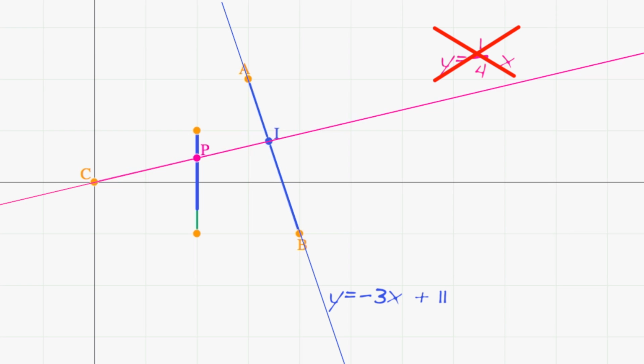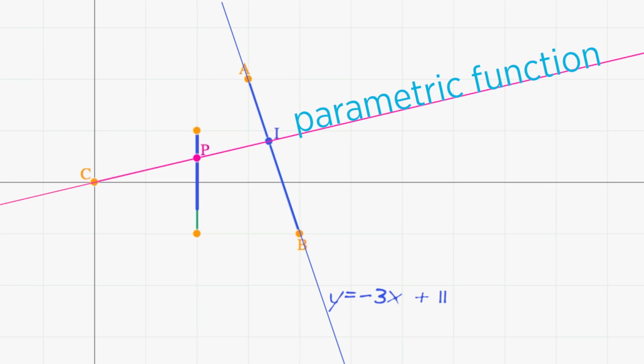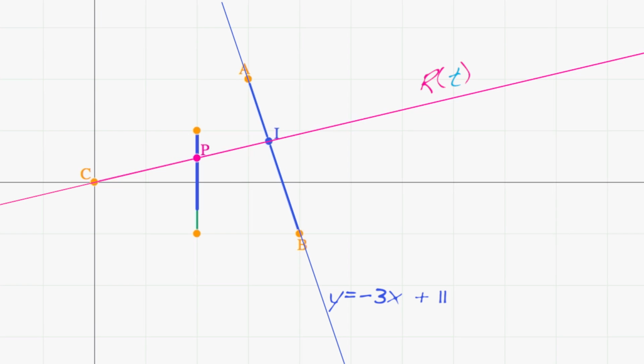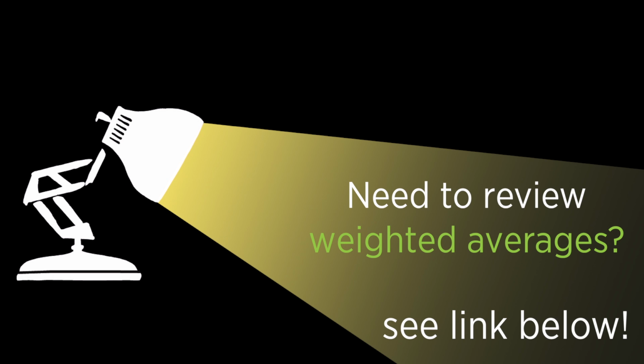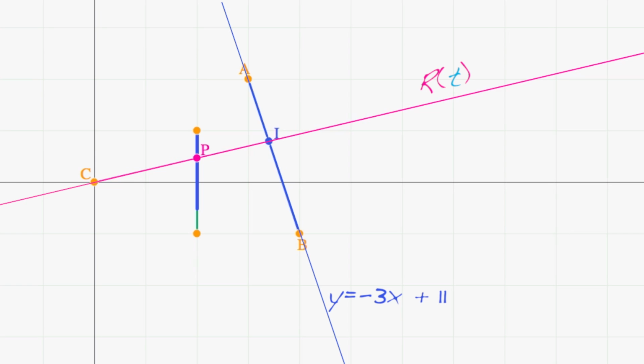To represent our ray CP, we'll use something called a parametric function. What I'm about to write looks a little strange at first, but bear with me. These functions start to become familiar with practice. My ray will be represented by a new function, r of t, that is a weighted average of C and P, where t is the weight. In particular, I'm going to write r of t as (1 minus t) times C plus t times P.